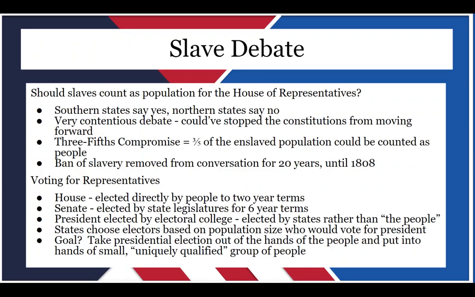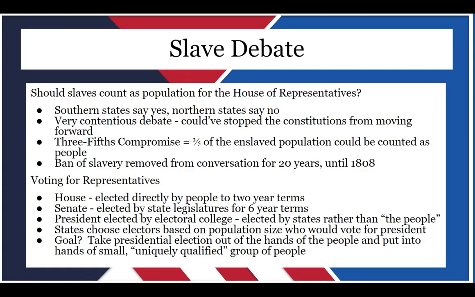Even more so, these southern states that have huge amounts of slaves are saying, hey, slaves are part of our population, so they should count as population for the House of Representatives. Northern states are saying, no, of course they can't count as representatives. If you're going to argue that they're chattel, that they're property, the same way any other thing you own is, then they can't also be people. So this was a very contentious debate, and it actually could have stopped the Constitution and the ratification of the Constitution from moving forward.